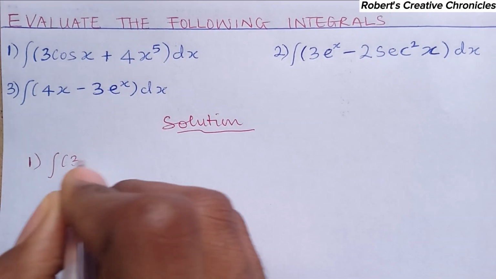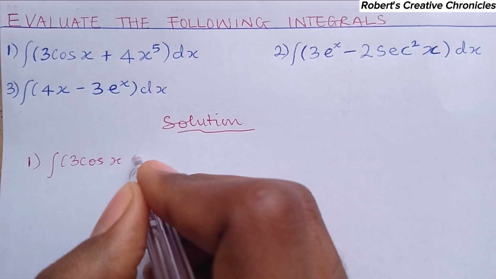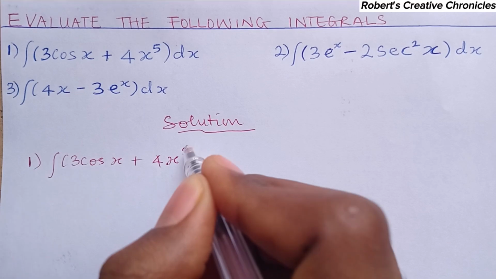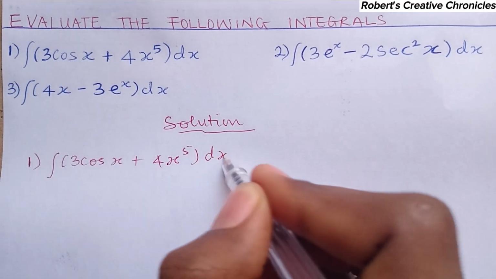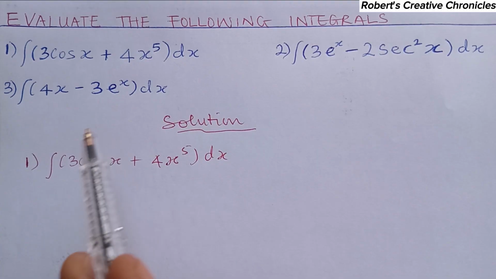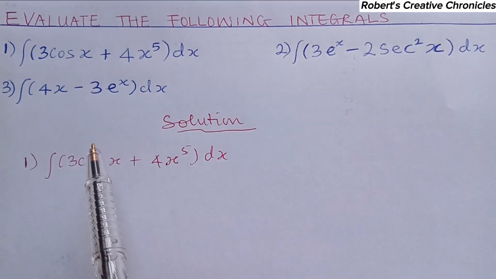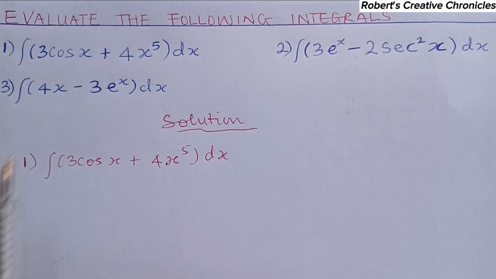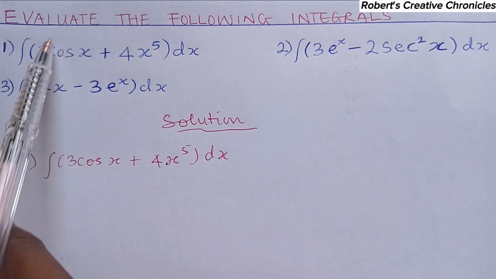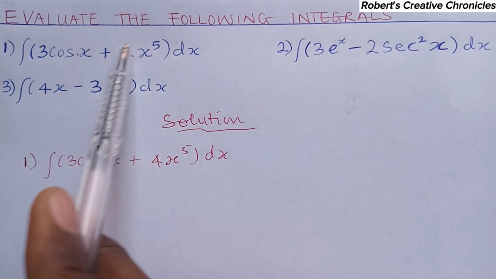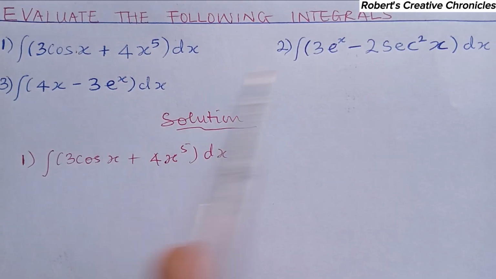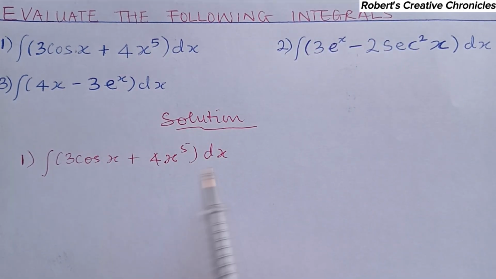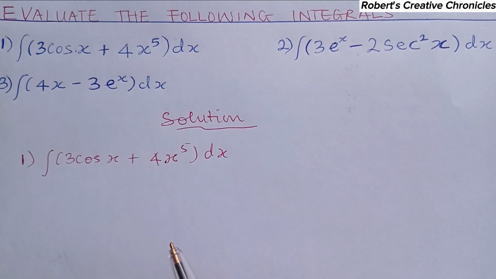Integral of 3 cos x plus 4x to the power of 5 dx. Now let's analyze the integrand. Look at this function. We can easily use direct integration to solve this, and also this, even this and this. So we don't need substitution or integration by parts or trigonometric substitution.